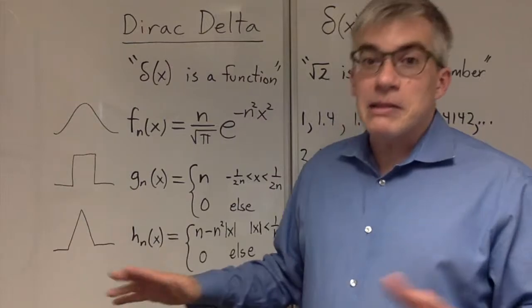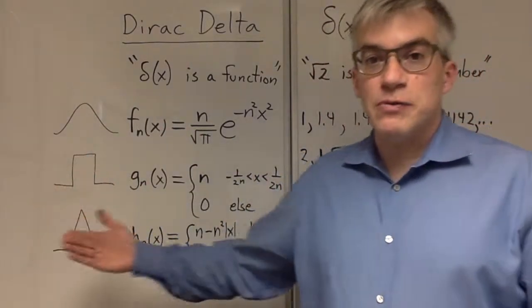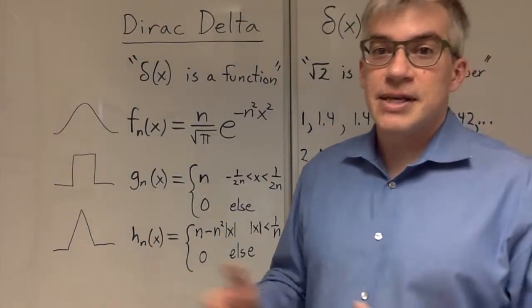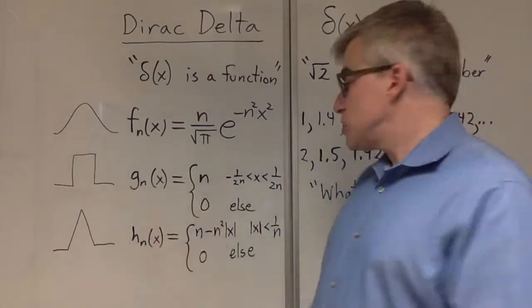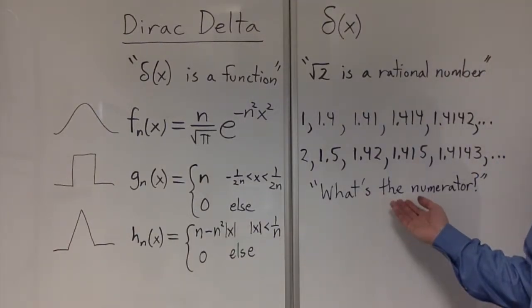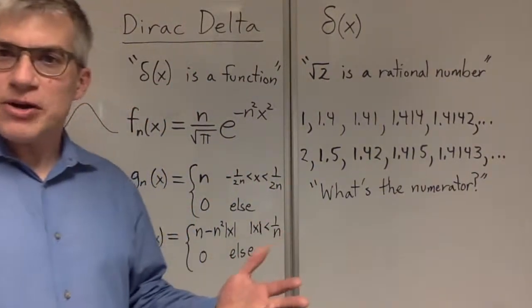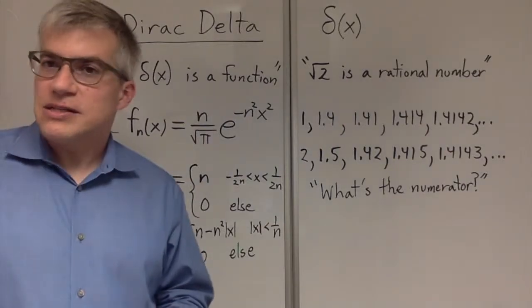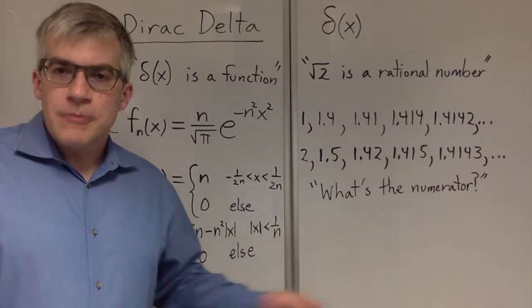That doesn't sound anything like being a function. Now, many times the limit of a sequence of functions is another function, but sometimes they're not. The Dirac delta is not a function. It doesn't have values. Just like with the square root of 2, we could say, what's the numerator? Well, the square root of 2 doesn't actually have a numerator because it's not a fraction. Likewise, delta of x doesn't have values. The numerator of square root of 2 doesn't make any sense.